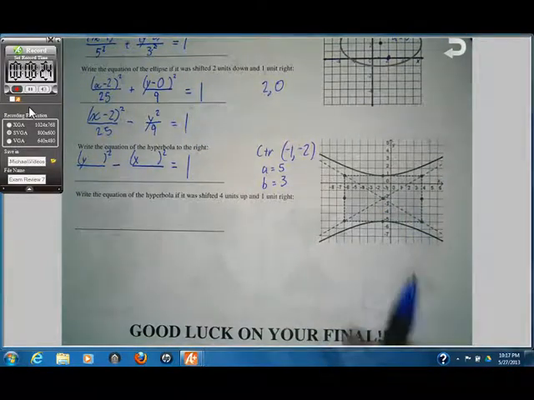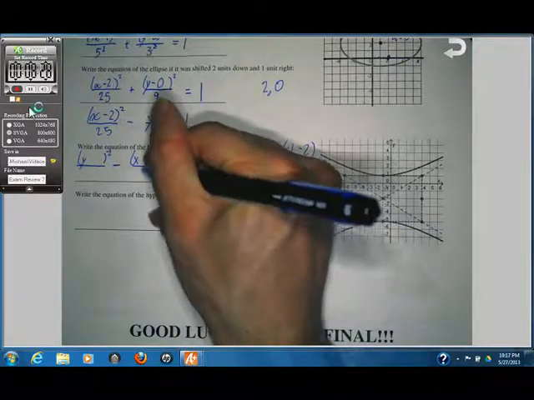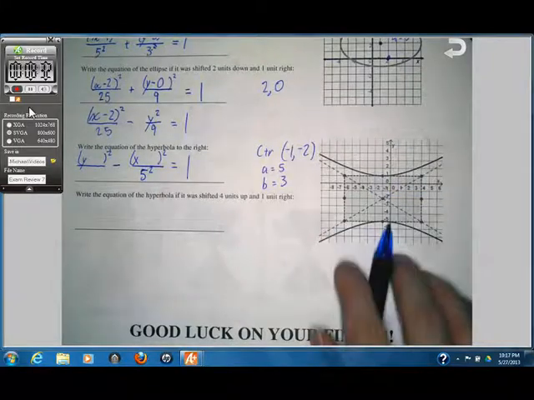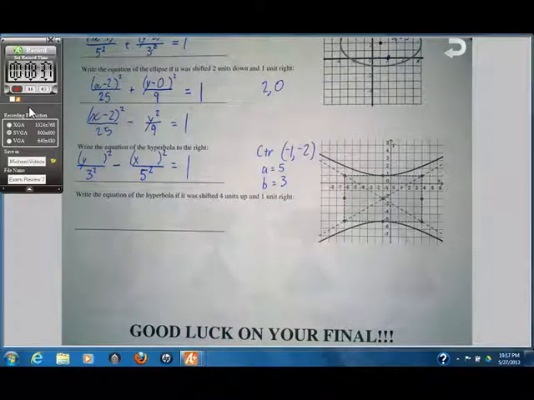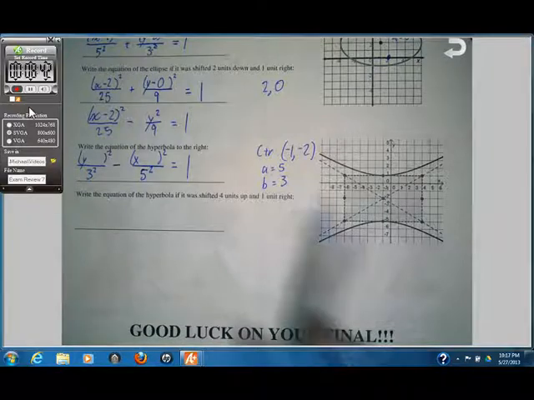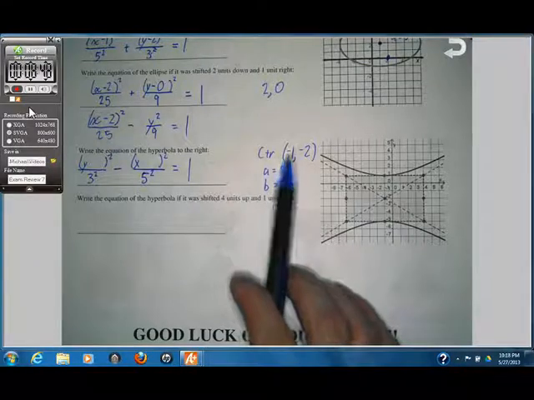Now, just because y comes first in the equation does not change the fact that x comes first in the coordinate system. So, -1 is going to be a positive 1, and that's going to be assigned to your x value because this is the x value of the center. -2 is going to be a positive 2, and that goes with the y value. And that's really pretty much all there is to it.